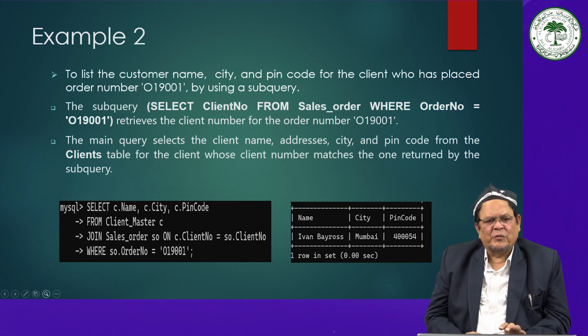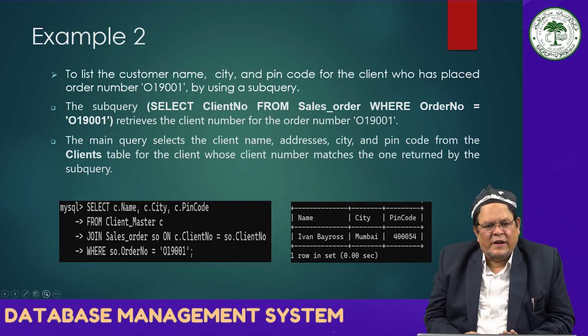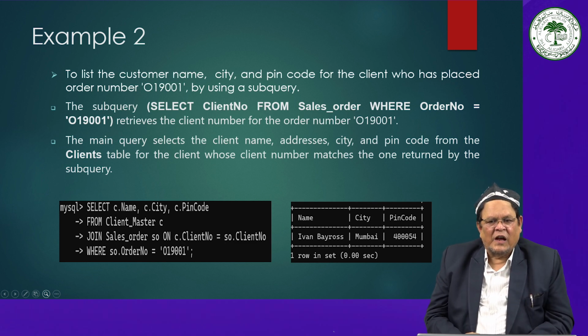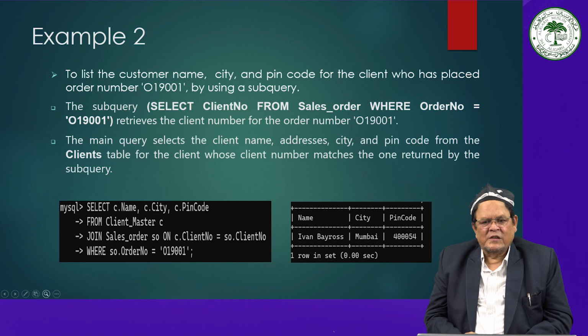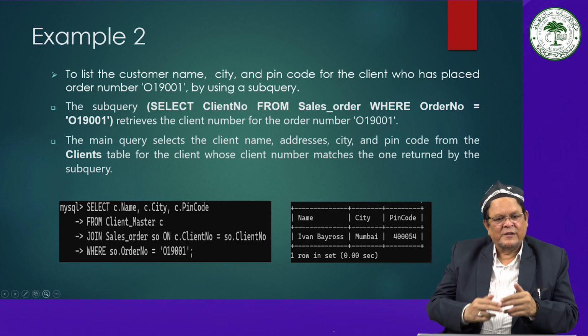First, what you do? The subquery: select client from sales order where sales order number is equal to 019001, to retrieve the client number from the order number. Then the main query selects the client name, client city and the pin code from the client table for the client whose client number matches the one returned by the subquery. It means you have to go nested.